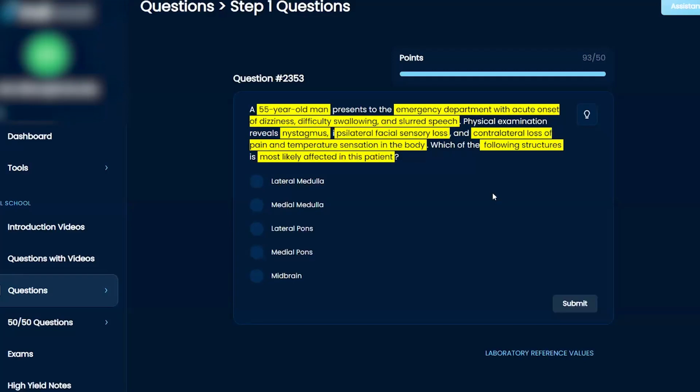Let's see. So PICA, the posterior inferior cerebellar artery does the, I'm trying to remember this right. I think it does the lateral. I don't know. I think it's medial, because the lateral has cranial nerve 7 issues. That's the only reason why I'm picking medial.